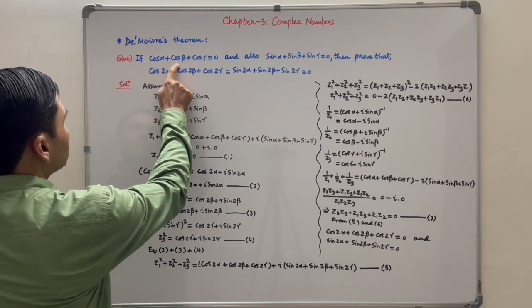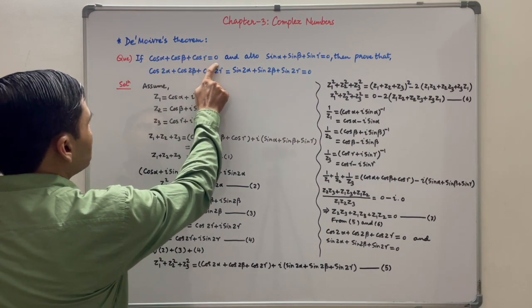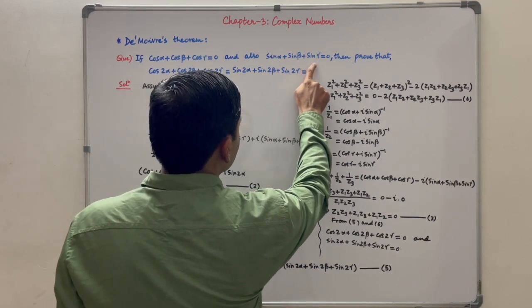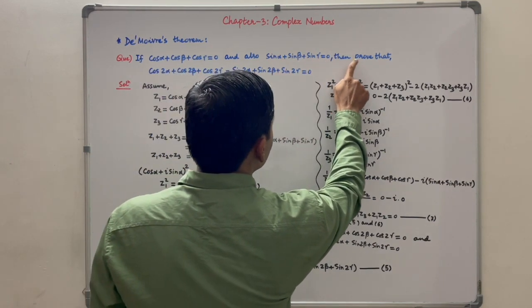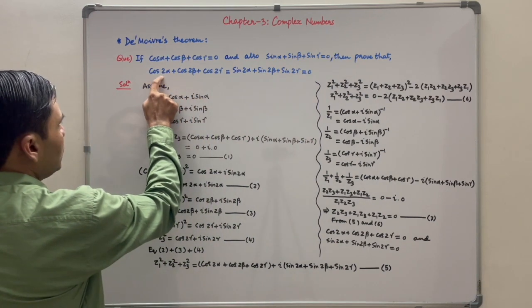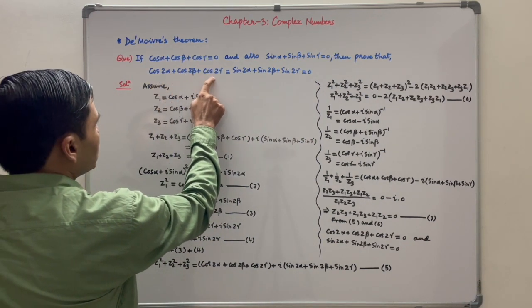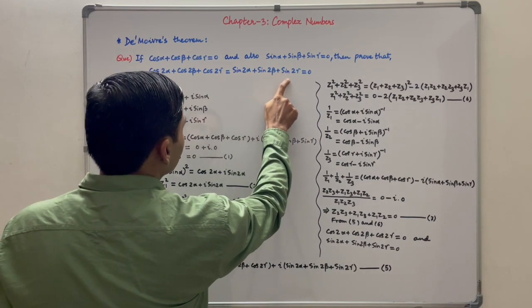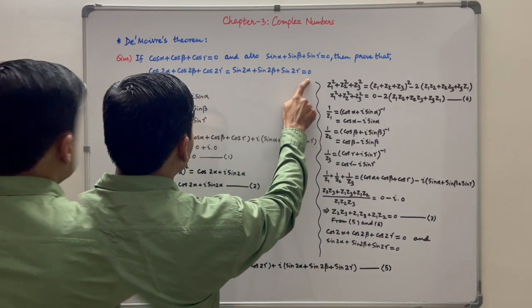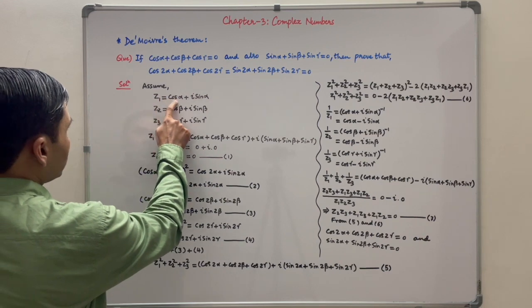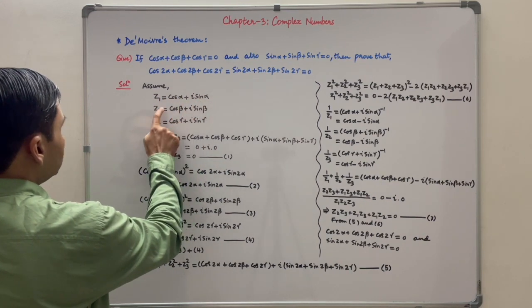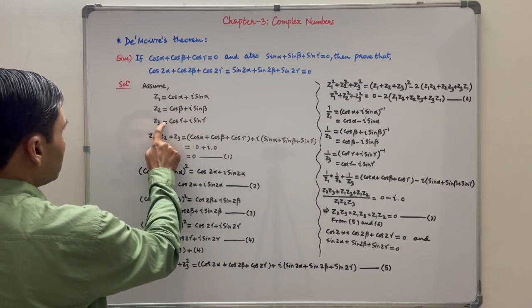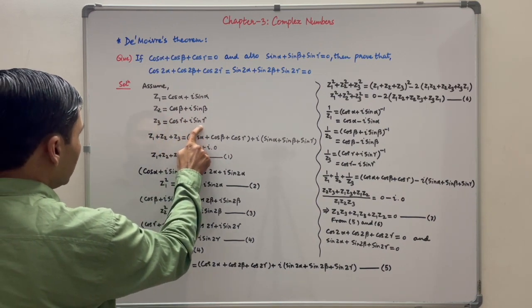If cos alpha plus cos beta plus cos gamma is equal to 0 and also sin alpha plus sin beta plus sin gamma is equal to 0, then prove that cos 2 alpha plus cos 2 beta plus cos 2 gamma is equal to sin 2 alpha plus sin 2 beta plus sin 2 gamma is equal to 0. Suppose Z1 is equal to cos alpha plus i sin alpha, Z2 is equal to cos beta plus i sin beta, and Z3 is equal to cos gamma plus i sin gamma.